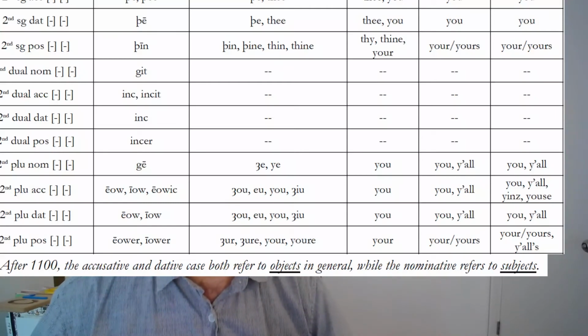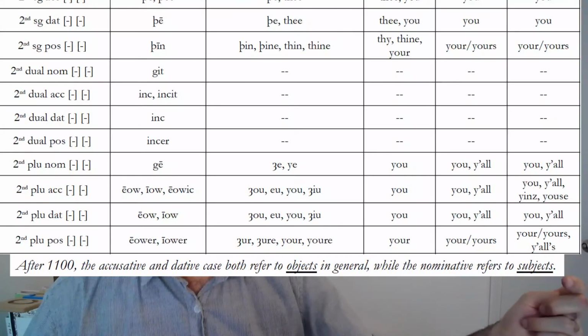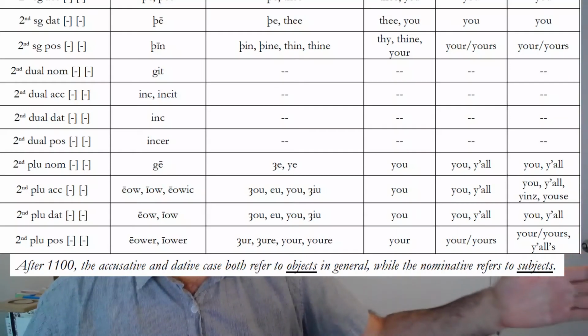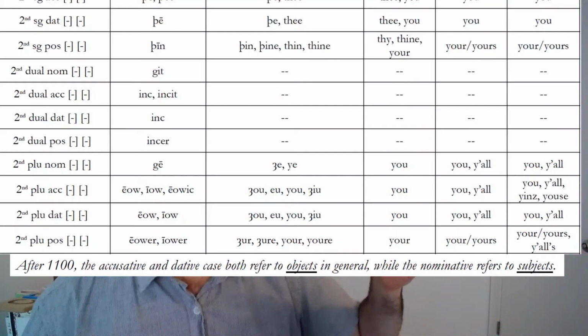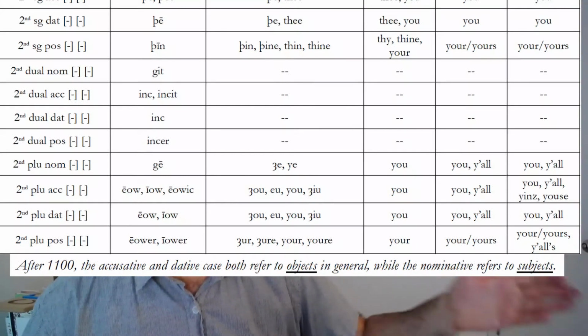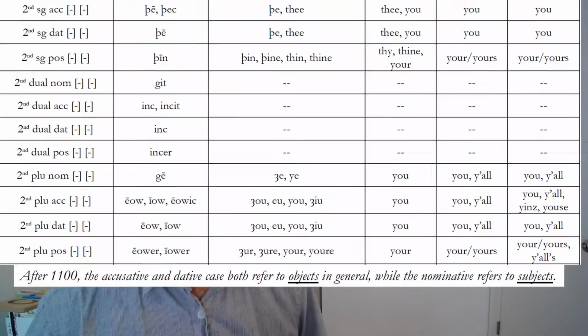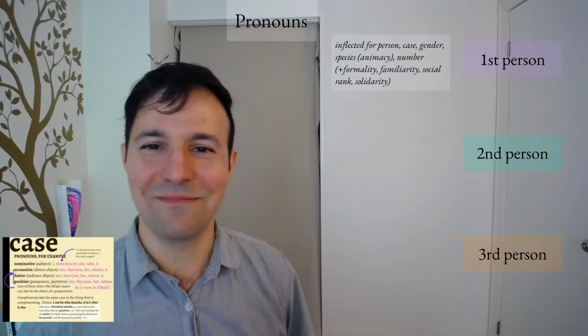Another point that I want to draw your attention to on the handout, you see here I say, again, after the year 1100, the accusative and dative case can both refer to objects in general. So the distinction between inflections for direct and indirect objects falls out in terms of inflection after the year 1100, after the Old English period. All right, there we are.